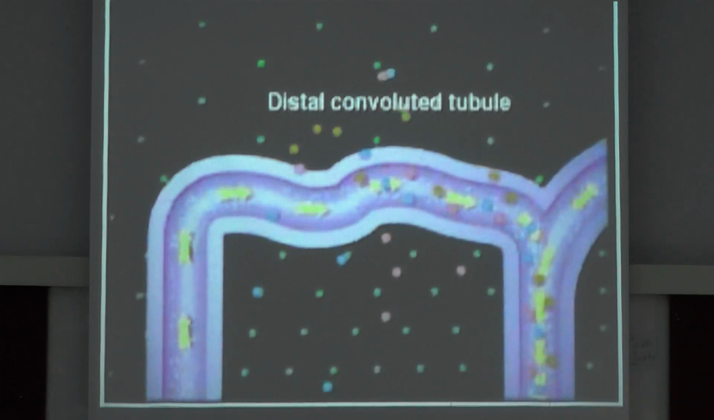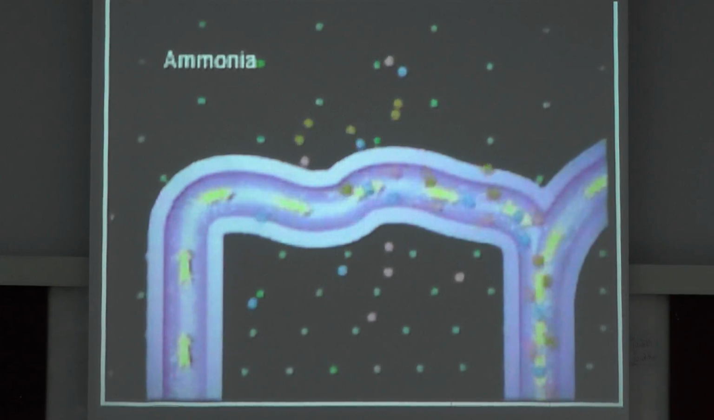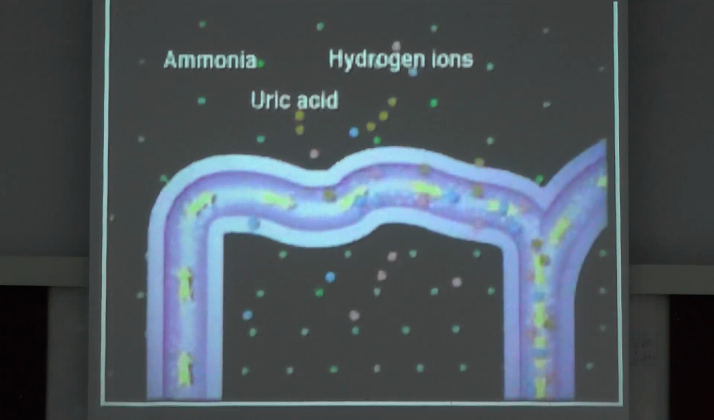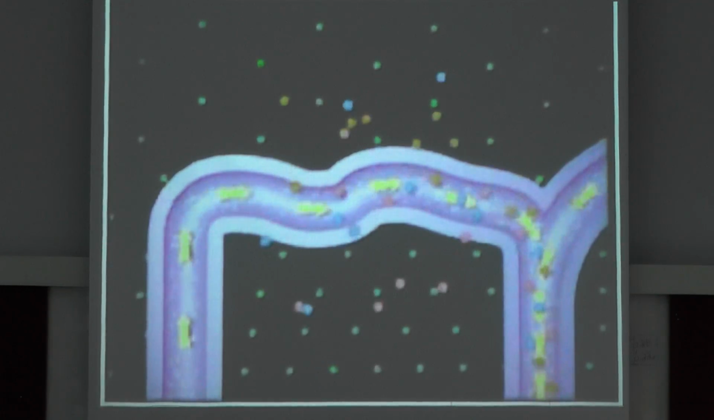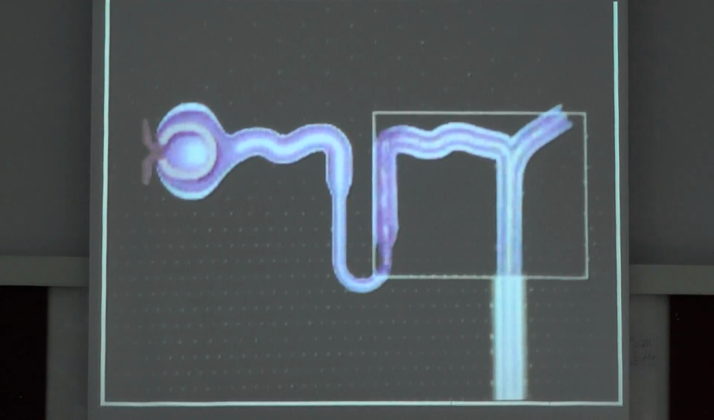In the distal convoluted tubule, secretion occurs. Some waste, ammonia, uric acid, hydrogen ions, penicillin, are secreted from blood vessels into the renal tubule.